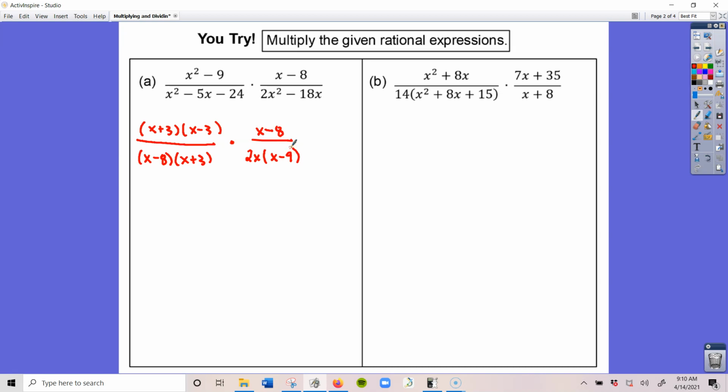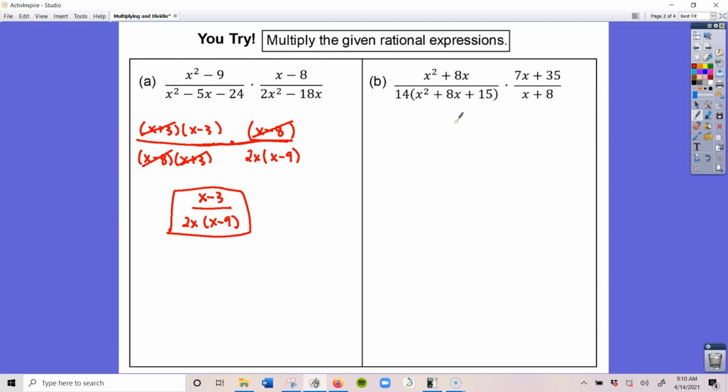And now I can start canceling. Since this is multiplication, this is just one big fraction with all of my factors together. I can cancel out these x plus 3's as well as these x minus 8. And the only thing now left in the numerator is the x minus 3 over, in the denominator, 2x times x minus 9. And this would be my final answer.